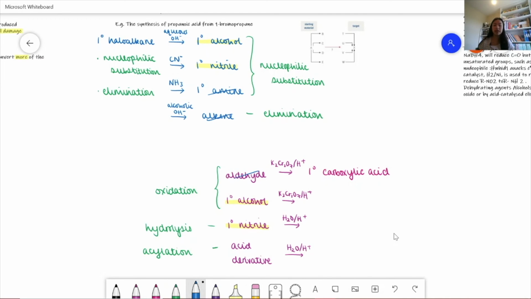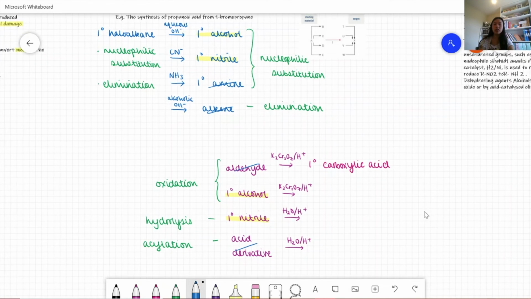So we don't do these. And so we're left with either a primary haloalkane going to a primary alcohol going to a carboxylic acid, or a primary haloalkane going to a primary nitrile and going to a carboxylic acid. So now we need to decide between the two of them. And how we do that is, I'm just going to write out the different molecules, and we should begin to see why we can't use one of these methods.